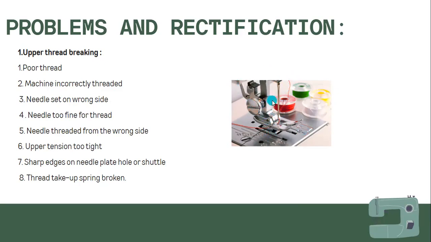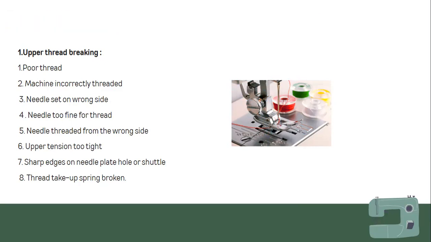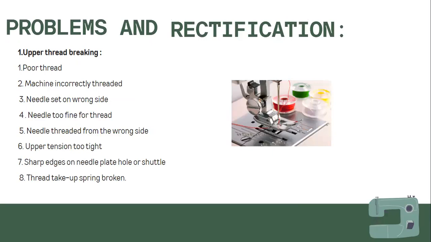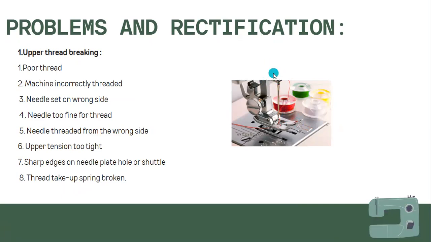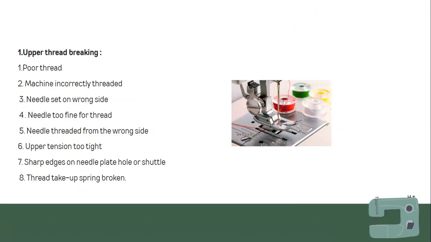The upper tension is too tight. We have discussed the tension discs, right? When the tension is too tight, you have to loosen the tension disc a bit, then the upper thread might be okay. Then sharp edges on the needle plate, etc. Then the thread take up spring is broken. So there is a thread take up spring, and there also the spring can be broken. Such things should be taken care of.